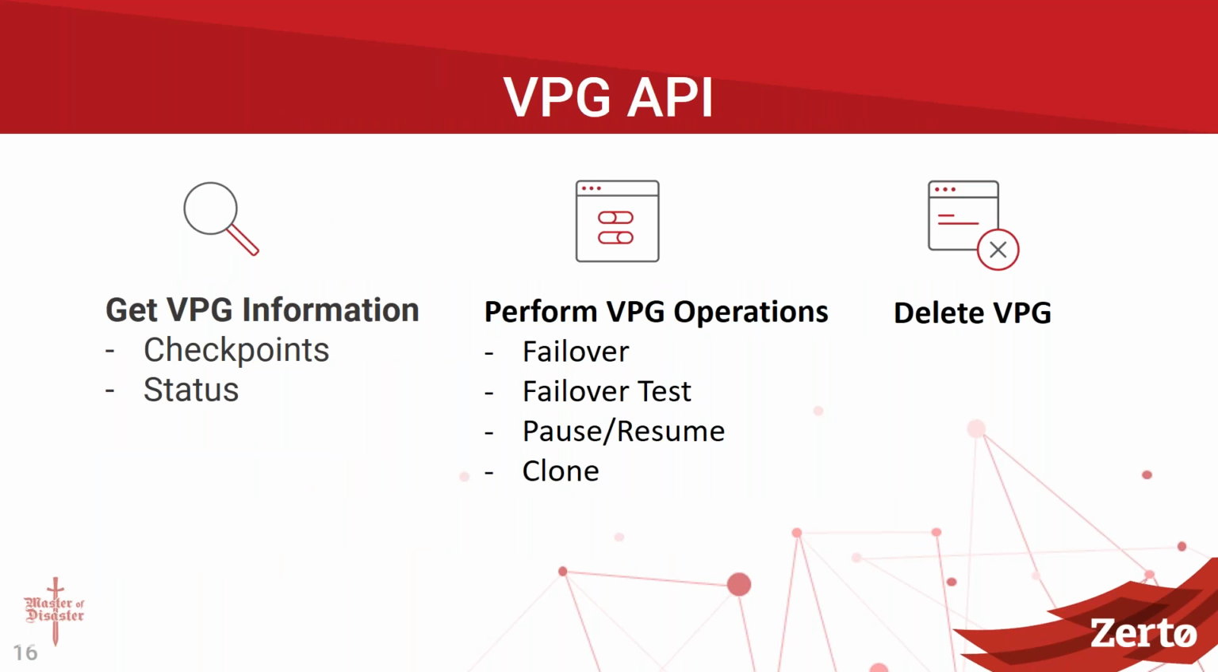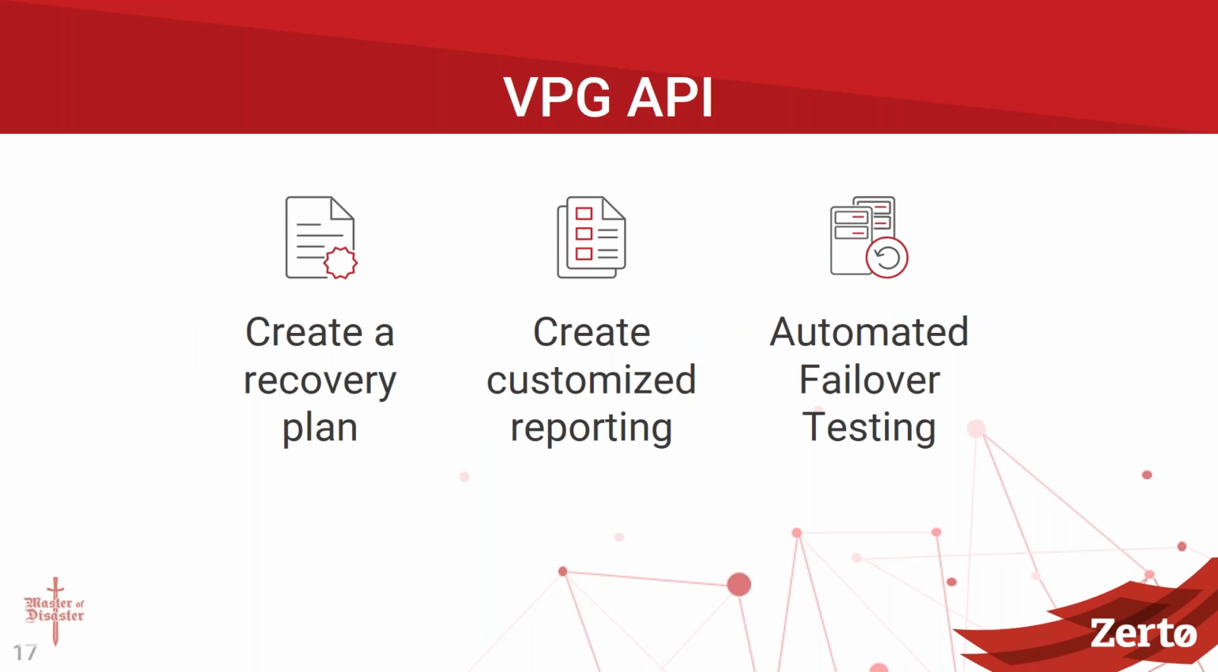Besides the VPG Management API, we also have a VPG API. This might be a little bit confusing, but the VPG API is more of an operational type of API. So it allows you to get all the information of the VPGs, all the checkpoints that are available, the status, current RPO, and things like that. But it also allows you to do VPG operations like failover testing, pause, resume, and start the cloning operation as well. And of course, it allows you to delete a VPG in total as well.